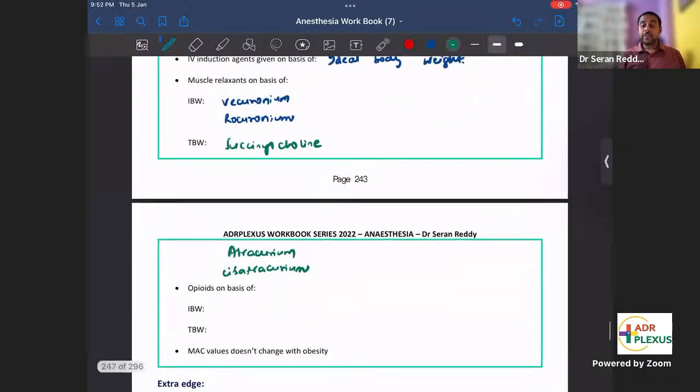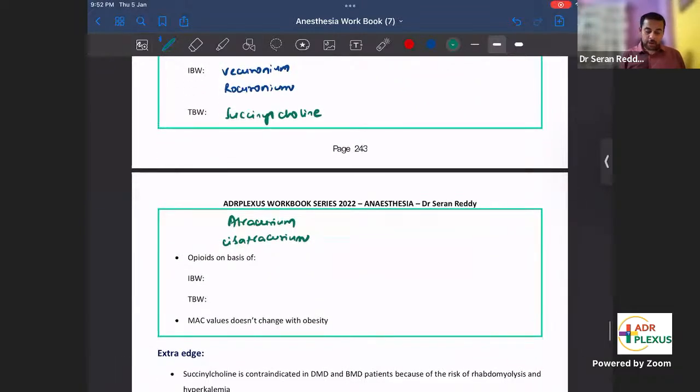And opioids: on the basis of ideal body weight is remifentanil, and on total body weight is fentanyl. And MAC value doesn't change with obesity.